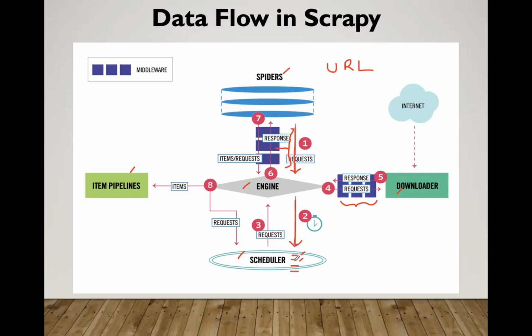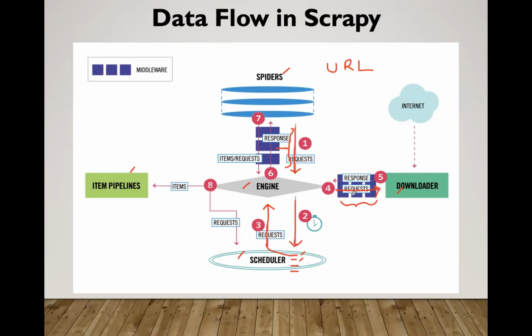Now whenever the engine asks the scheduler for the next URL to crawl, the scheduler returns the next URL to crawl to the engine. Say it handled the first URL which was scheduled in this scheduler. So that will be sent to this engine. Now the engine sends the request to the downloader. So the engine sends that first request to the downloader.